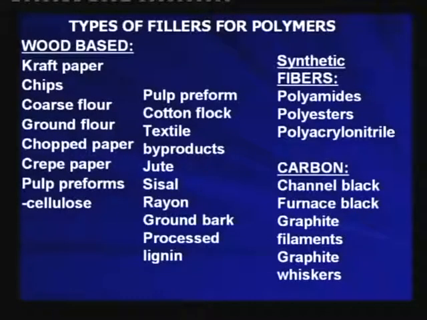This is wood based, you see, wood based fillers, look: kraft paper, chips, coarse flour, ground flour, wood flour, chalk paper, crepe paper, pulp preform. This is alpha cellulose actually, alpha cellulose, pulp preform, you know, paper pulp, wood pulp. How pulping is done, probably you know.